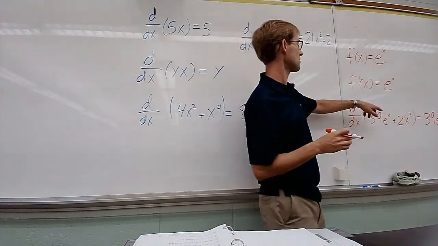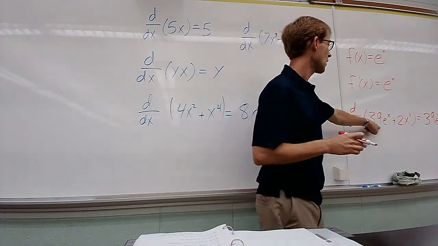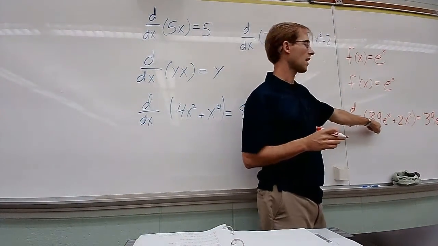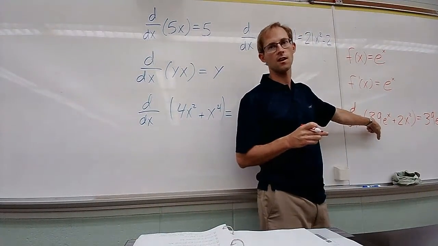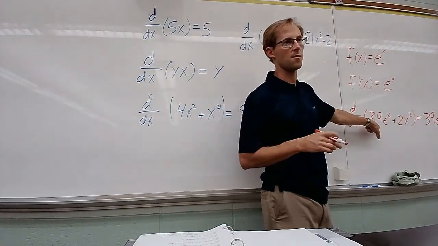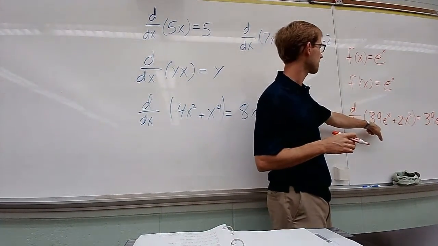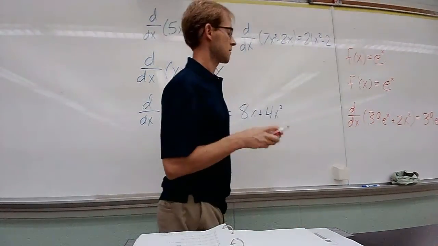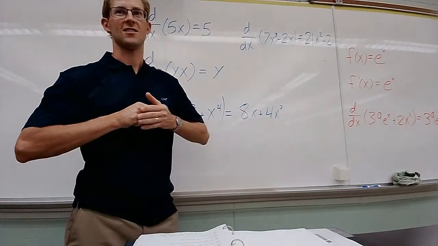Because whether there's a number that goes with it or not, when you take the derivative and you've got that e to the x function there, everything just remains the same after the derivative has been taken. Questions on any of this?